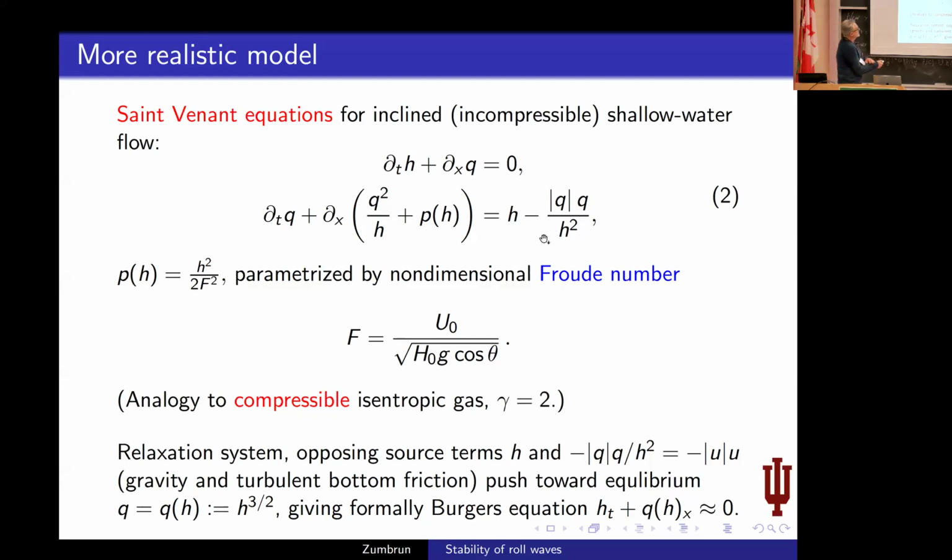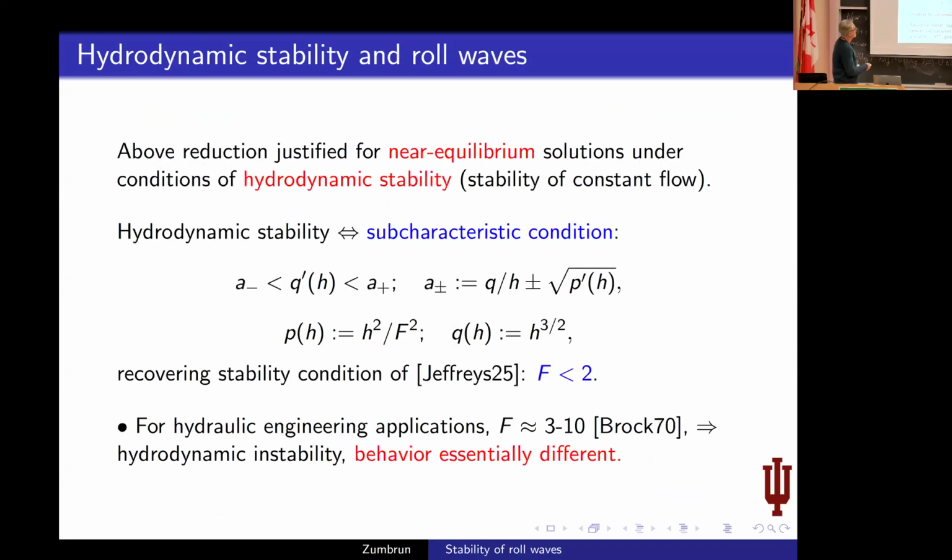Okay, so at equilibrium, the right-hand side should be 0. And that determines Q as a function of h. Q should be h to the 3/2. And that gives formally a Burgers-type equation. We have that Q depends non-linearly on h. It's not squared, it's 3/2, but qualitatively very similar. And that's the justification of the previous slide.